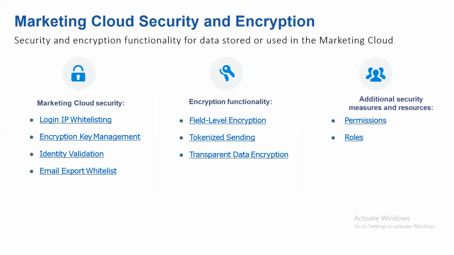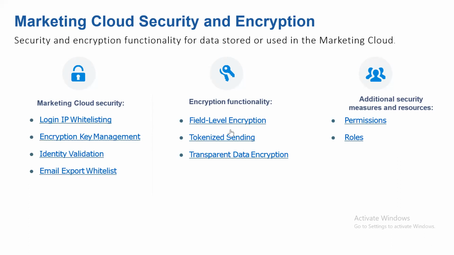The next one is email export whitelist. This is an extra layer when it comes to security, where you can define some domains or usernames, like who can export the data from Marketing Cloud. We can restrict access to a specific username or domain. Okay, that's all the Marketing Cloud security features. Next, the encryption functionality features.